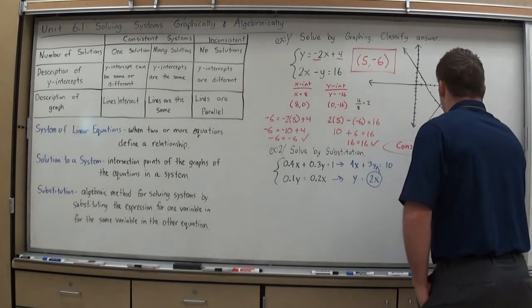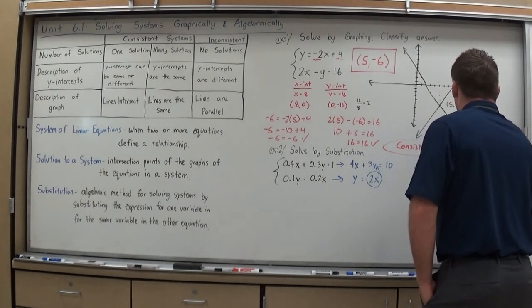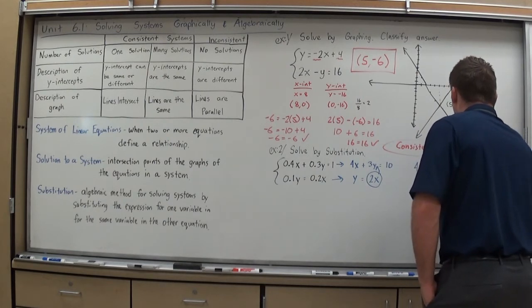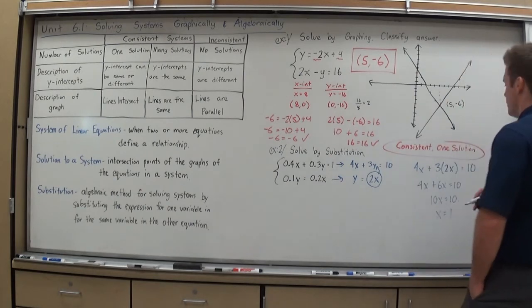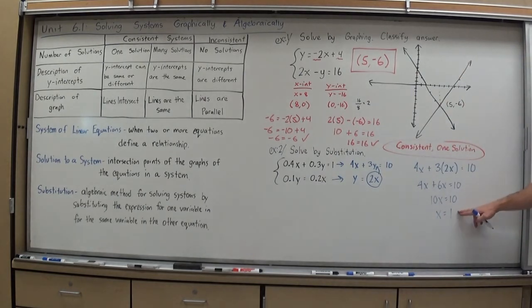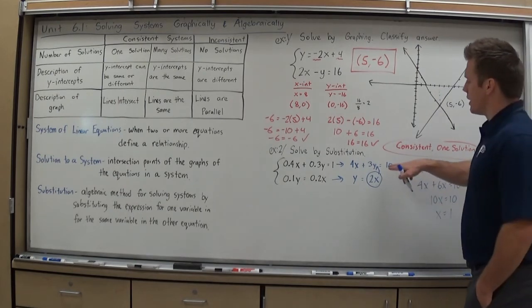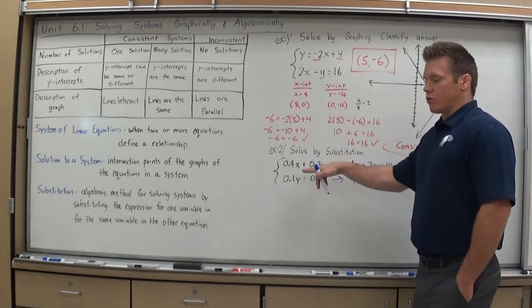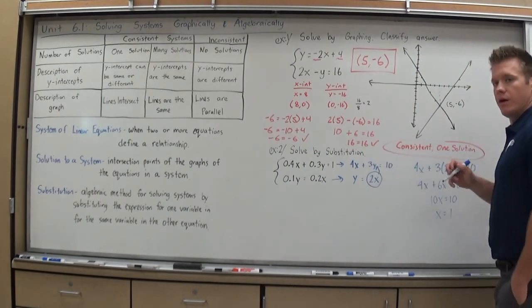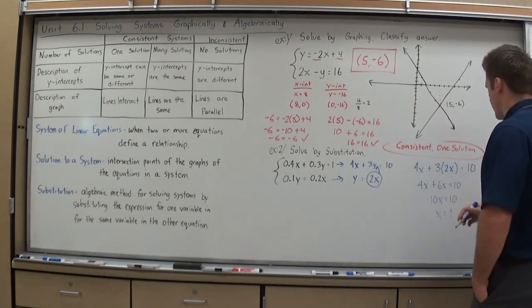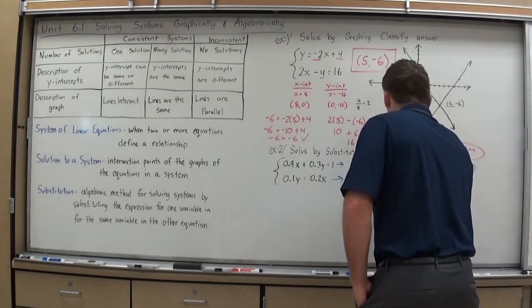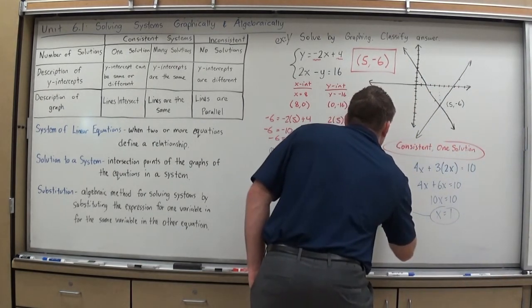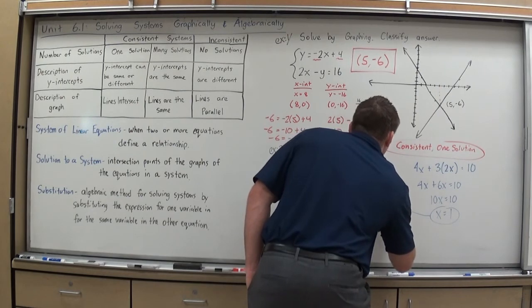Now I solve that linear equation. 4x plus 6x equals 10. So 10x equals 10. Divide both sides by 10 and x equals 1. So I'm almost done. I've now solved one variable in the system, and I can take that now and plug it back into either of the original equations or either of the simplified equations. y equals 2x looks like the easiest one to me to substitute in for, so that's what I'm going to do. y equals 2 times 1, so y equals 2.